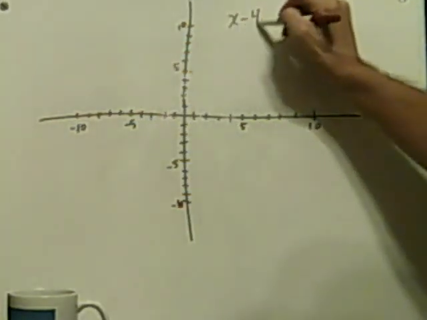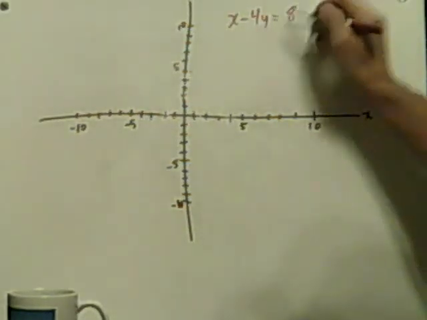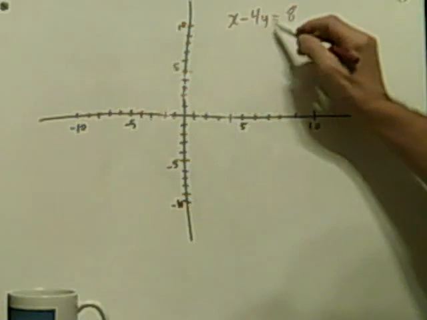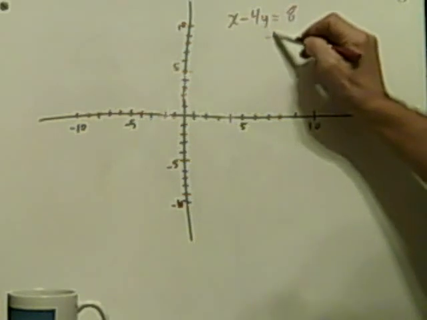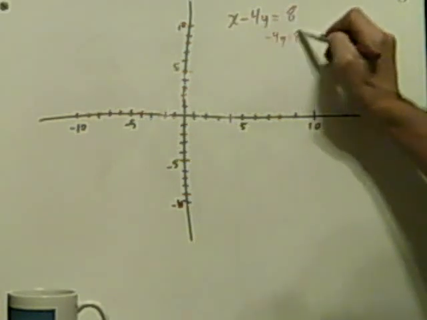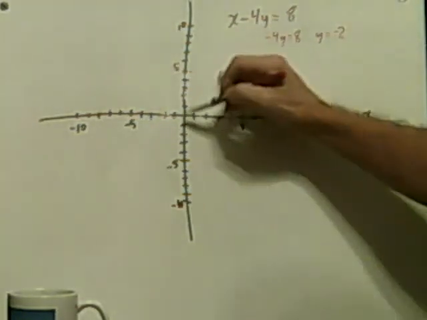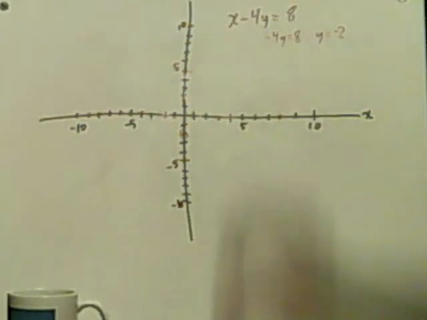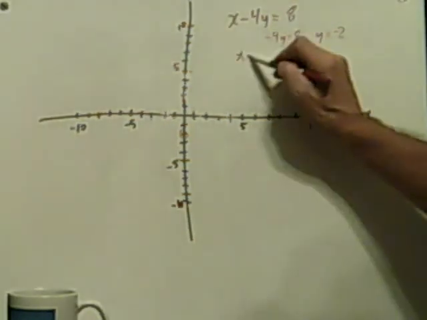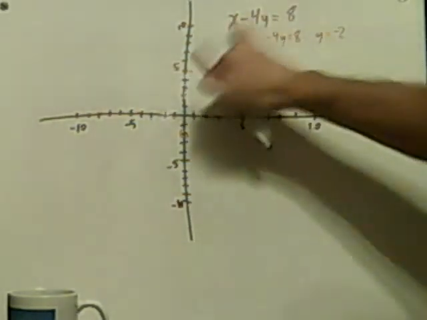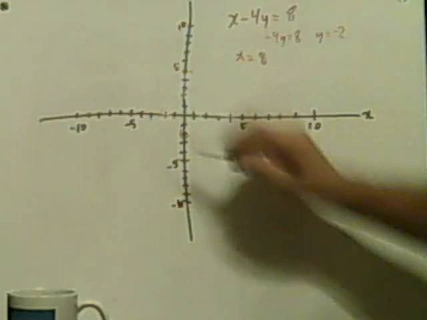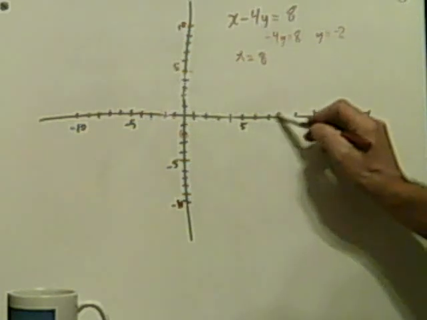x minus 4y is equal to 8. When x is equal to 0, we have negative 4y equals 8, or y is equal to negative 2. So when x equals 0, y is equal to negative 2. That's this point right here. And when y is equal to 0, we just plug in 0, and the equation reads x equal to 8. So when y is 0, x is 8. That's the point over here.